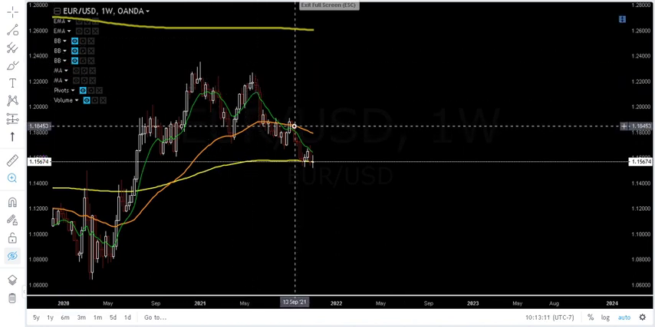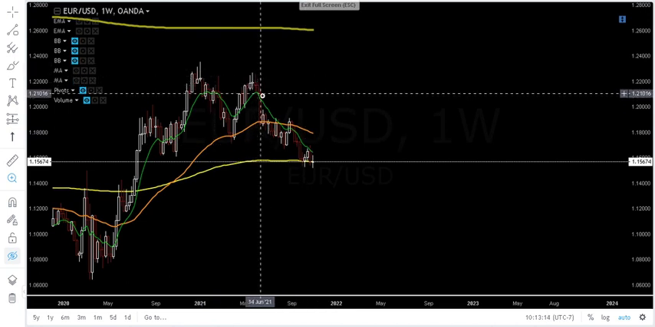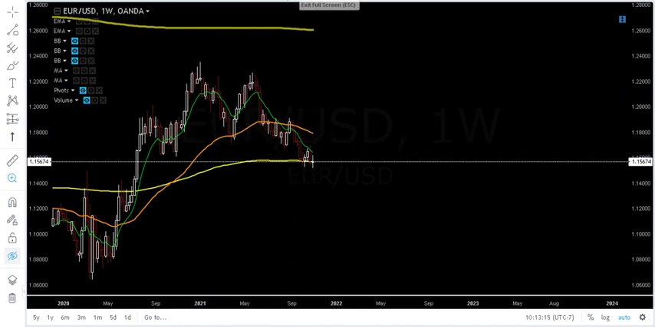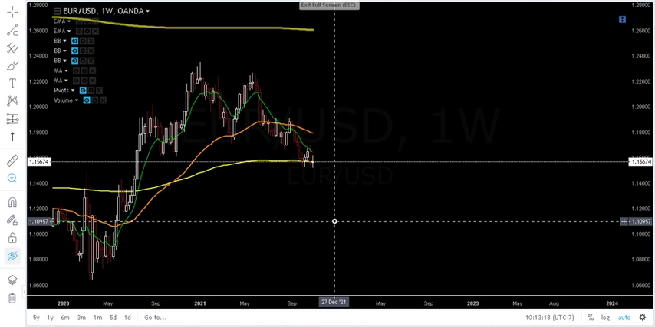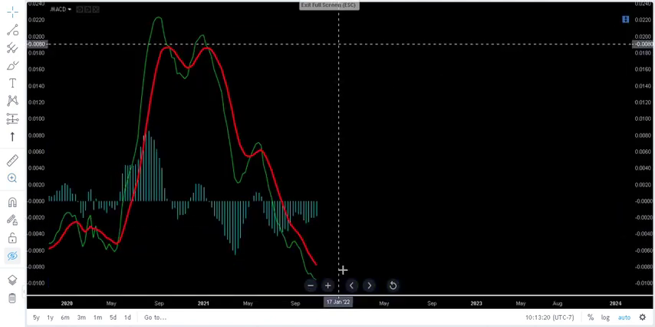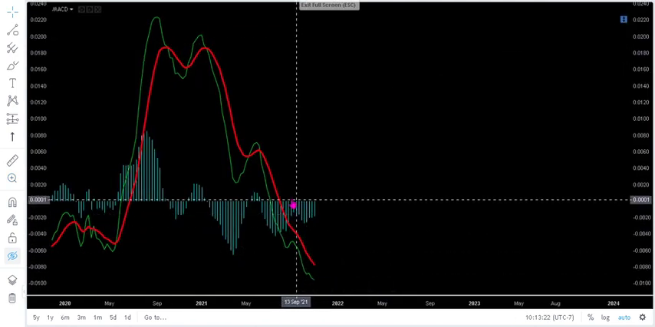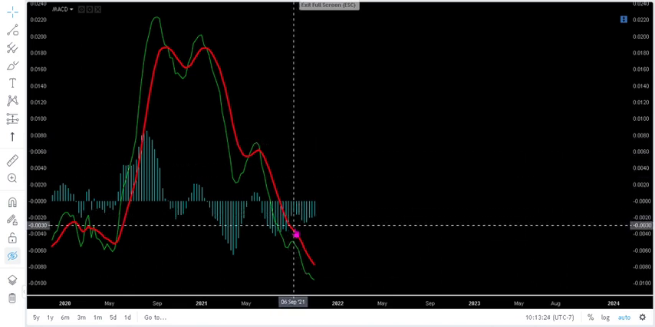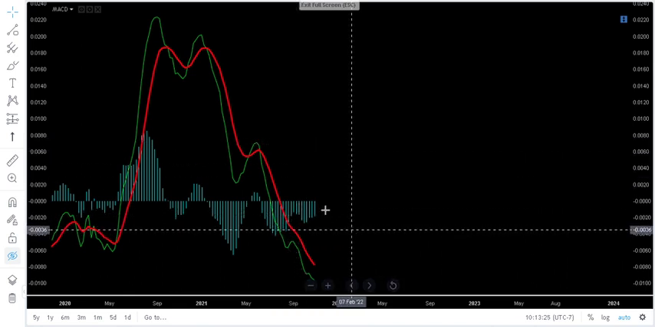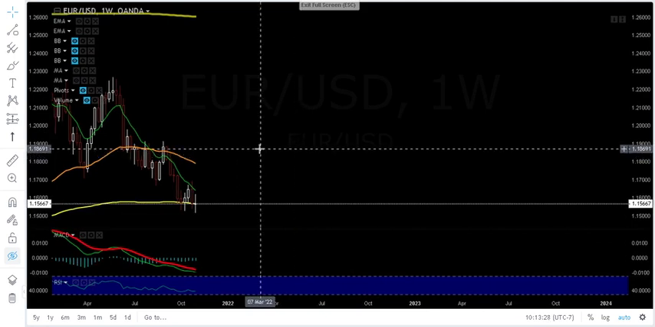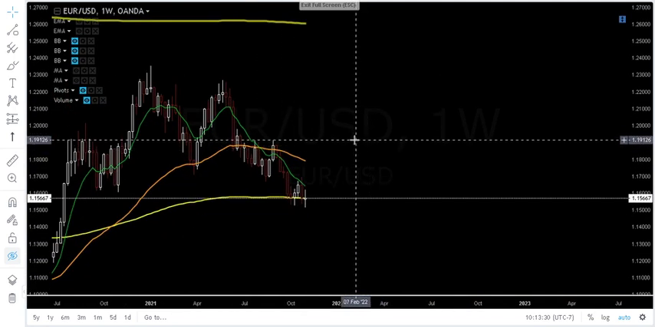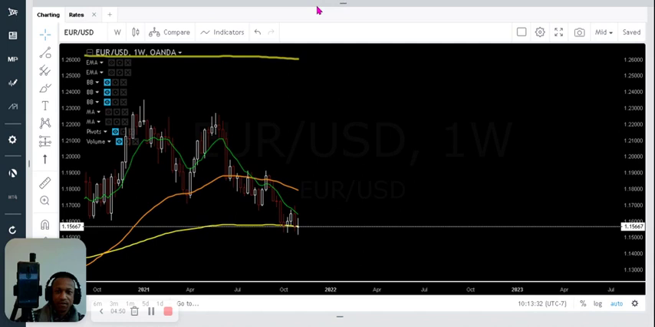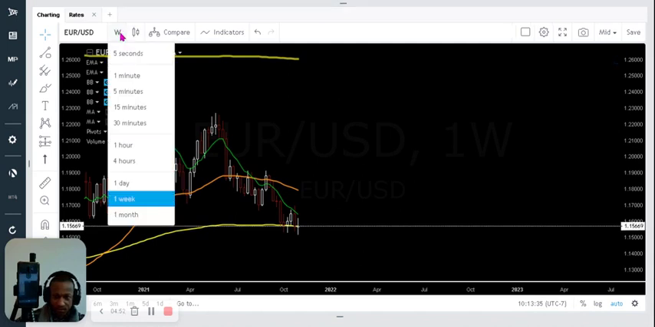Still downtrend, lower lows, lower highs. So it's a great sign. Wow, look at that MACD just screaming down. I mean, hollering loud and clear. All right, so I'm just gonna go to the lower time frames.